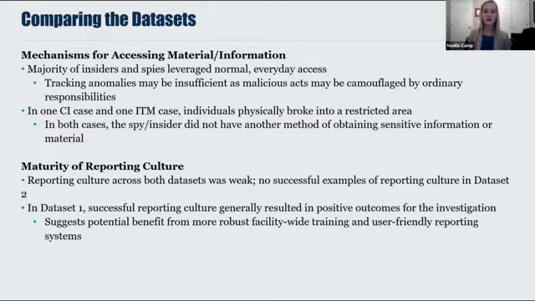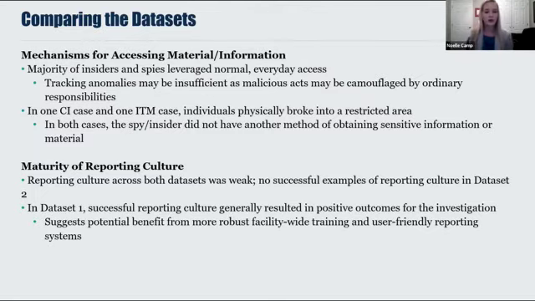In only one counterintelligence case and one insider threat case, individuals physically broke into a restricted area. And in both of these cases, as you might expect, the spy or the insider didn't have another method of obtaining sensitive information or material. So whenever possible, insiders worked with what they had, what was easily accessible to them. And if they didn't have sensitive information or material, then they would resort to breaking in.